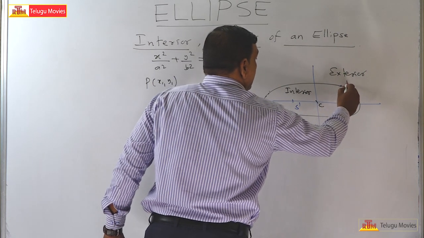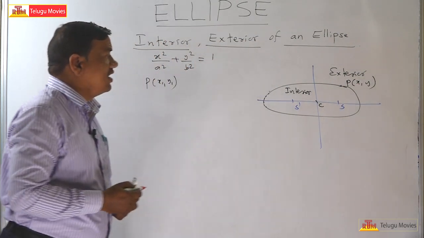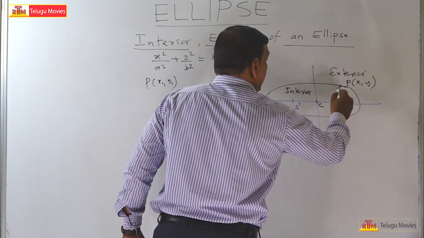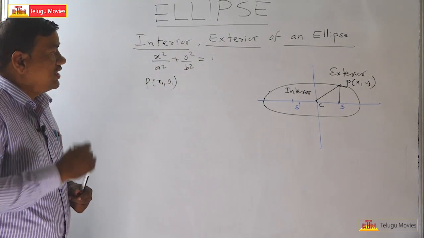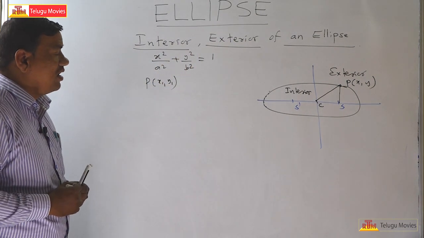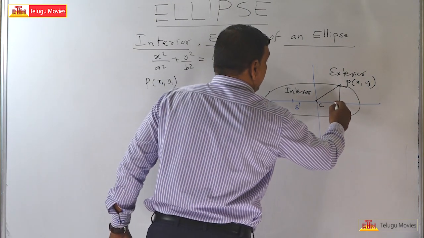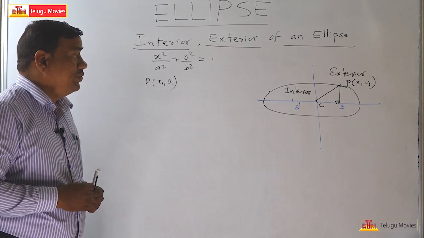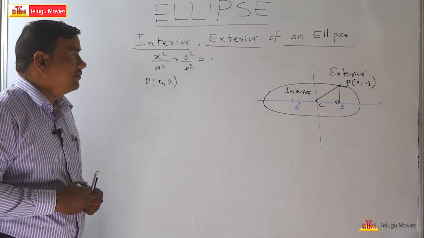Let us take P(x, y), a general point on the ellipse. Let us join SP and PCP also. Let us say SP is perpendicular to the axis, for our convenience, and CS is a horizontal line.